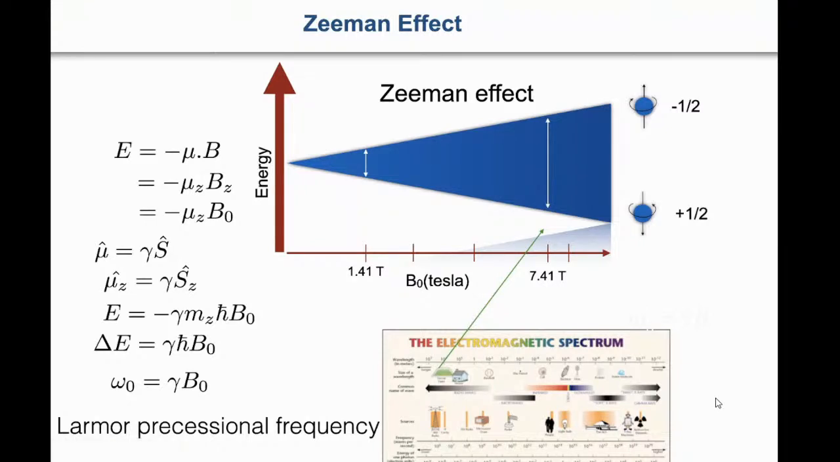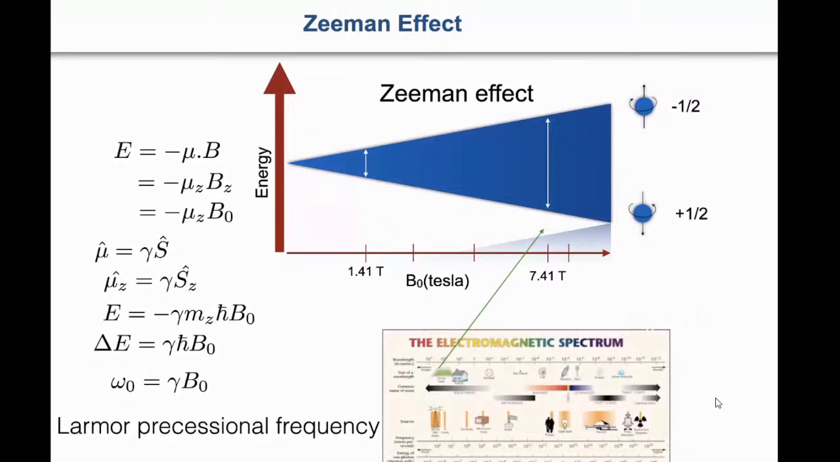So if you have this delta E, we can equate it to h nu, the relation between frequency and energy, and then find out the angular frequency, which is gamma B0. Okay, gamma B0, it's basically division by h cross. So this will be the frequency required in any spectroscopy.